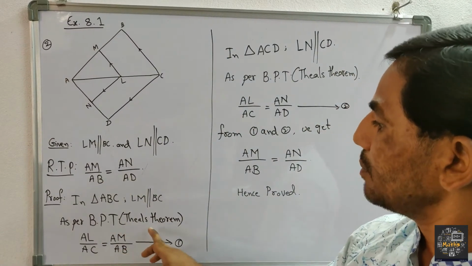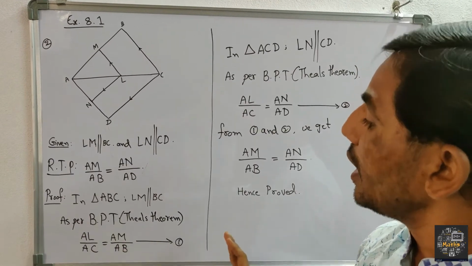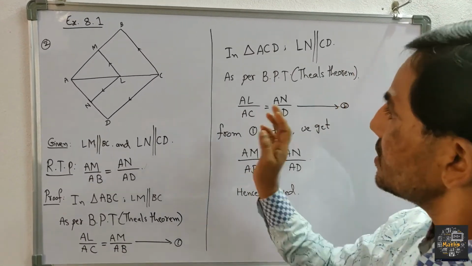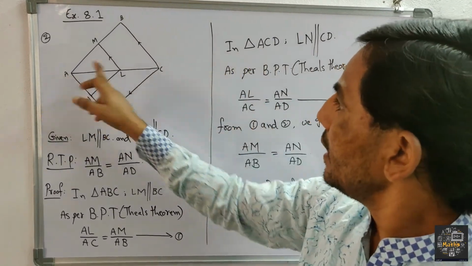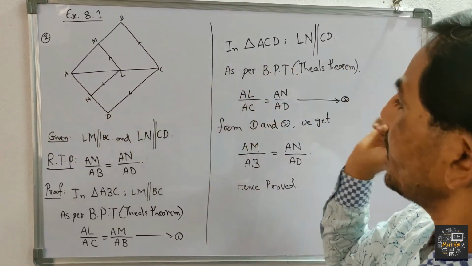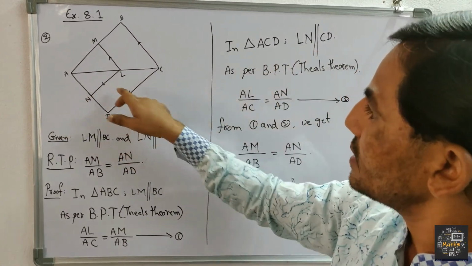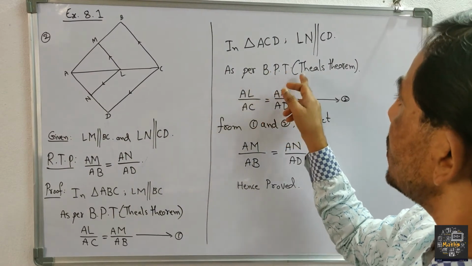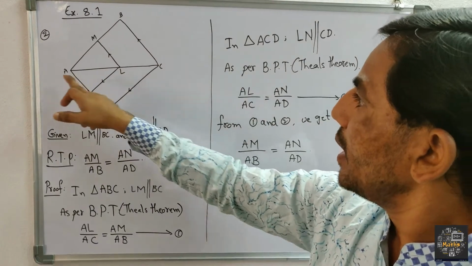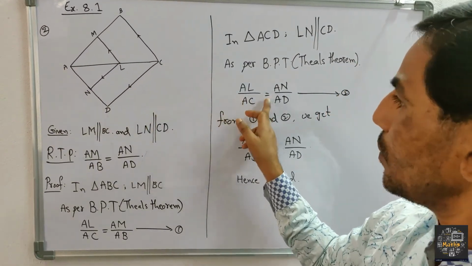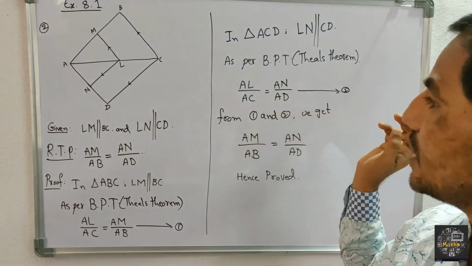By the basic proportionality theorem, AL by AC is equal to AM by AB. I am taking this as equation 1. Next, the same in the second triangle. In triangle ACD, I am taking the lower triangle. Here also LN is parallel to CD. These two lines are parallel. Again, by the basic proportionality theorem or Thales theorem, AL by AC is equal to AN by AD. I am taking this as equation number 2.